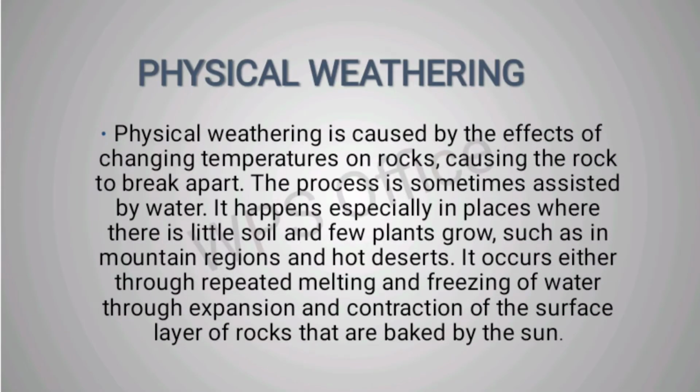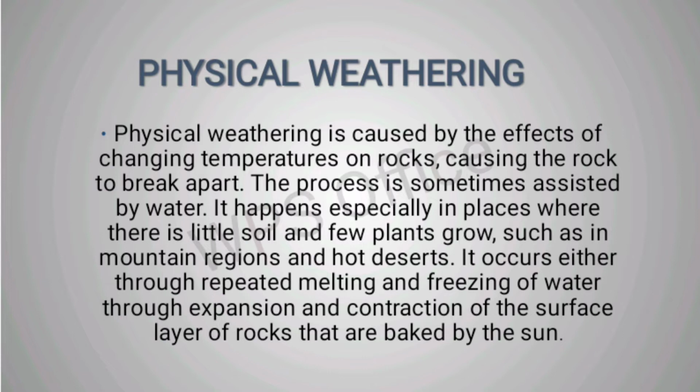Physical weathering is caused by the effects of changing temperatures on rocks, causing the rock to break apart. The process is sometimes assisted by water. It happens especially in places where there is little soil and few plants to grow, such as mountain regions and hot deserts. It occurs either through repeated melting and freezing of water or through expansion and contraction of the surface layer of rock that are baked by the sun.